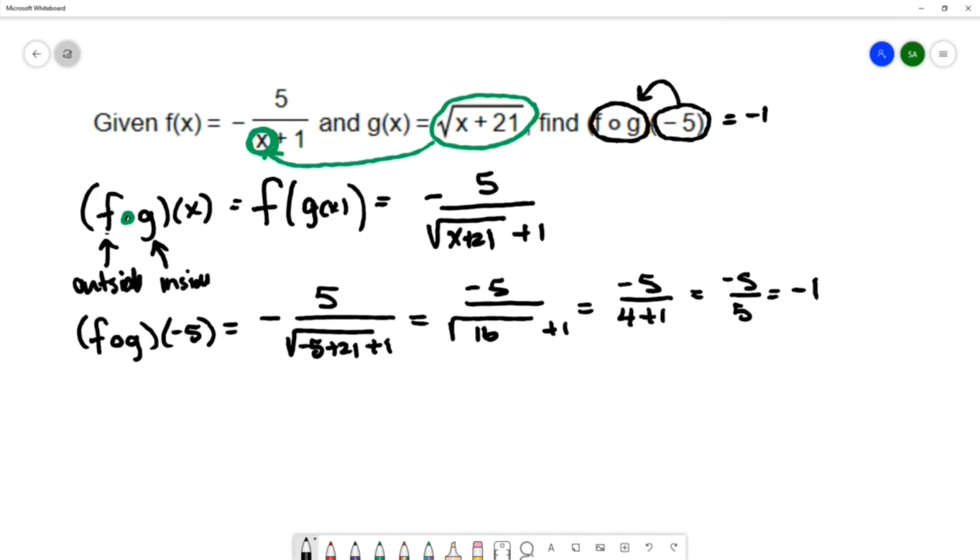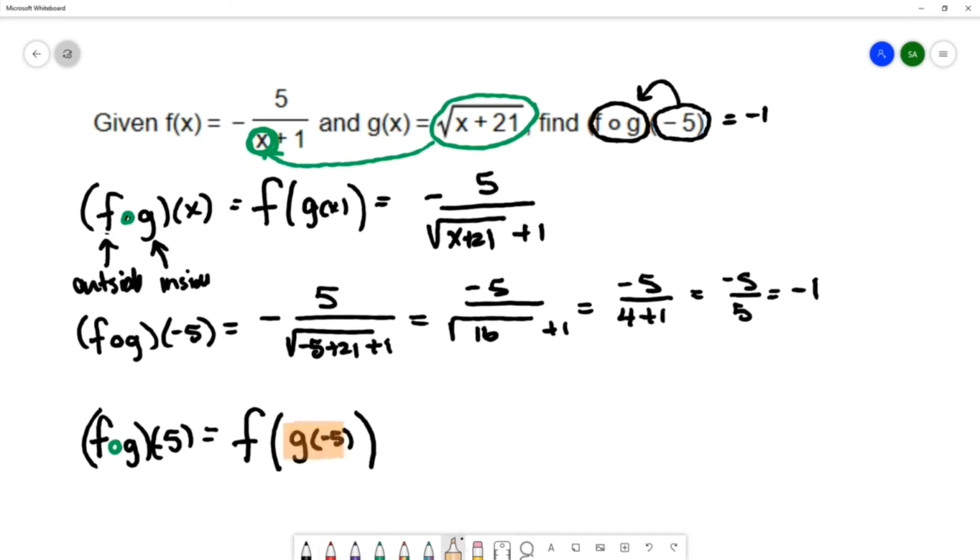But now I'll talk about the other way you might be able to find f composed with g of negative 5. So I'm going to start with f composed with g of negative 5. And once again, I want to keep in mind what this operation of composition means. It means substituting one function inside of another function. So that means that I can write this as f of g of negative 5.